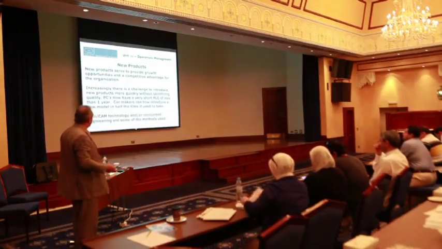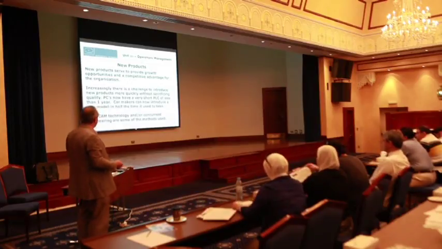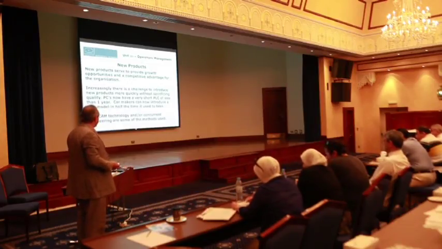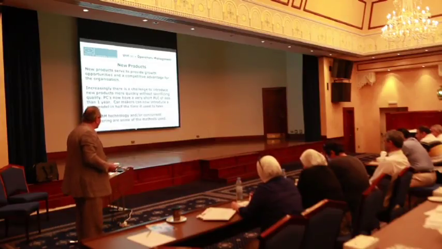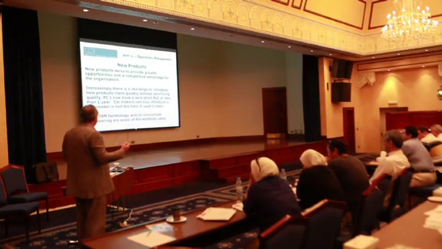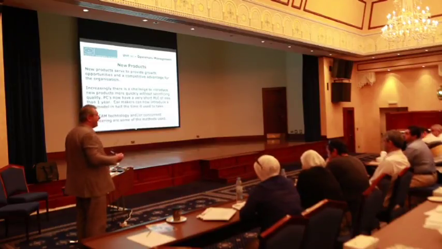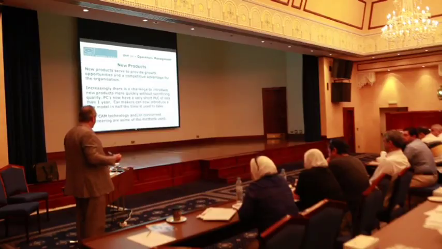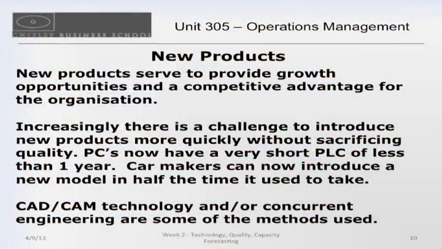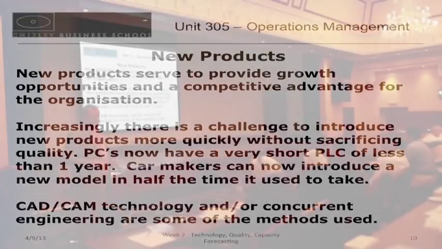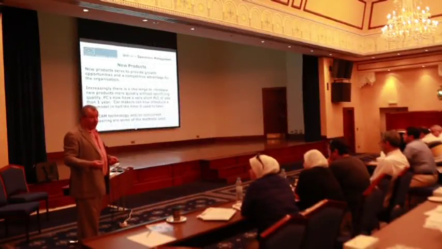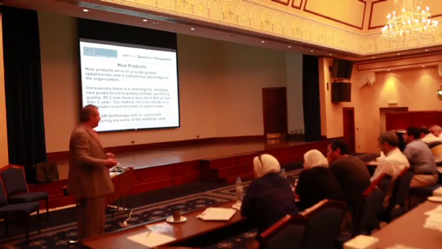New products serve to provide growth opportunities and competitive advantage for the organization. So increasingly there is a challenge to introduce new products more quickly without sacrificing quality. Personal computers now have a very short product life cycle, less than 1 year. Car makers can now introduce a new model in half the time that it used to take. It used to take about four years to get cars to marketplace. Now it's much more than half the time. I think you can get a new model out in about 12 months these days.